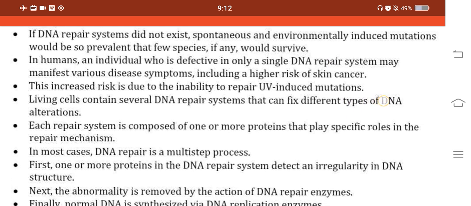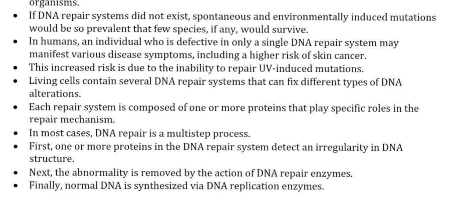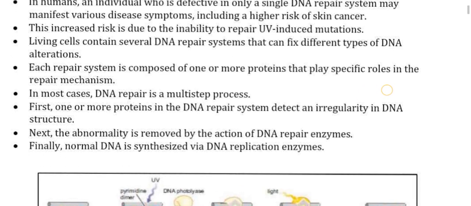In humans, an individual who is defective in only a single DNA repair system may manifest various diseases and symptoms, including a higher risk of skin cancer. This increased risk is due to the inability to repair UV-induced mutations. Living cells contain several DNA repair systems that can fix different types of DNA alterations. Each repair system is composed of one or more proteins that play specific roles in the repair mechanism.